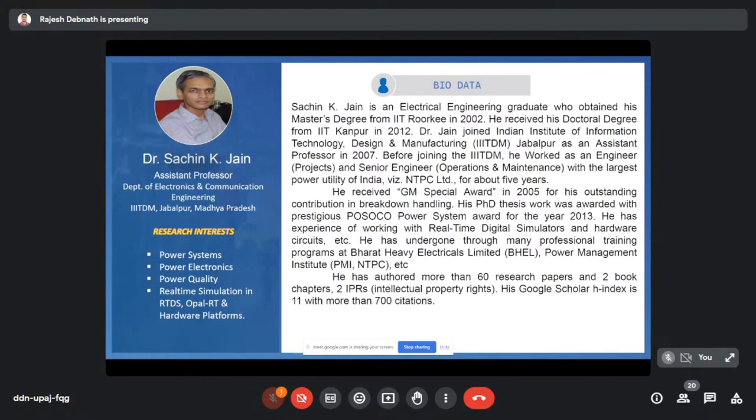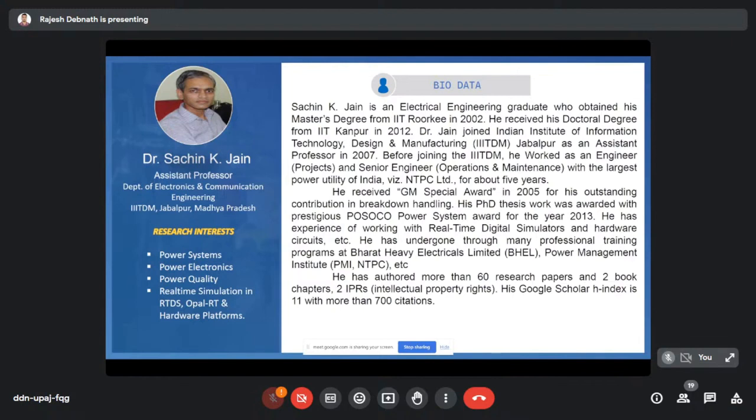Before joining IIITDM Jabalpur, he worked with India's largest power utility NTPC for more than 5 years, where he worked as an engineer project and senior engineer operations and maintenance. For his outstanding work, he received GM Special Award in 2005 for his contribution for breakdown handling. His PhD research work was also awarded with the prestigious Poshoko Power System Award in the year 2013.